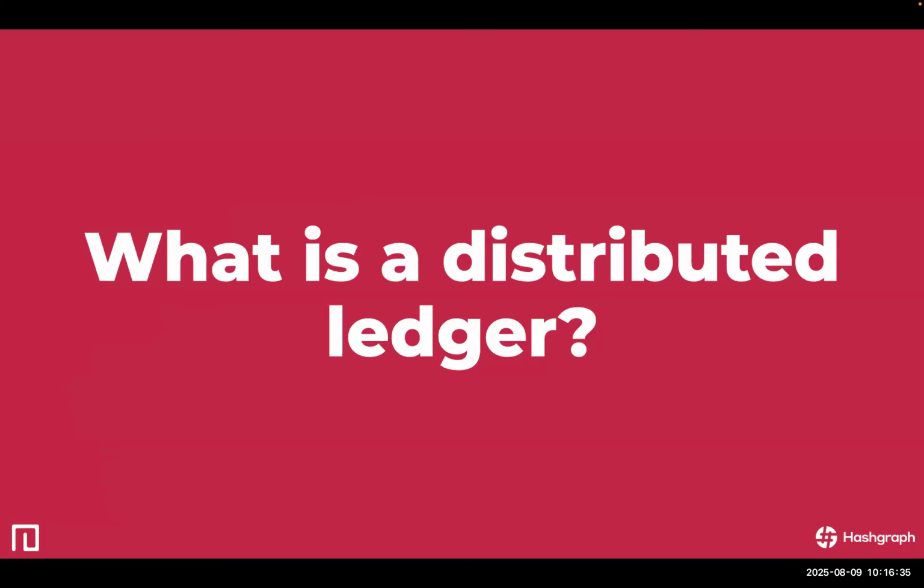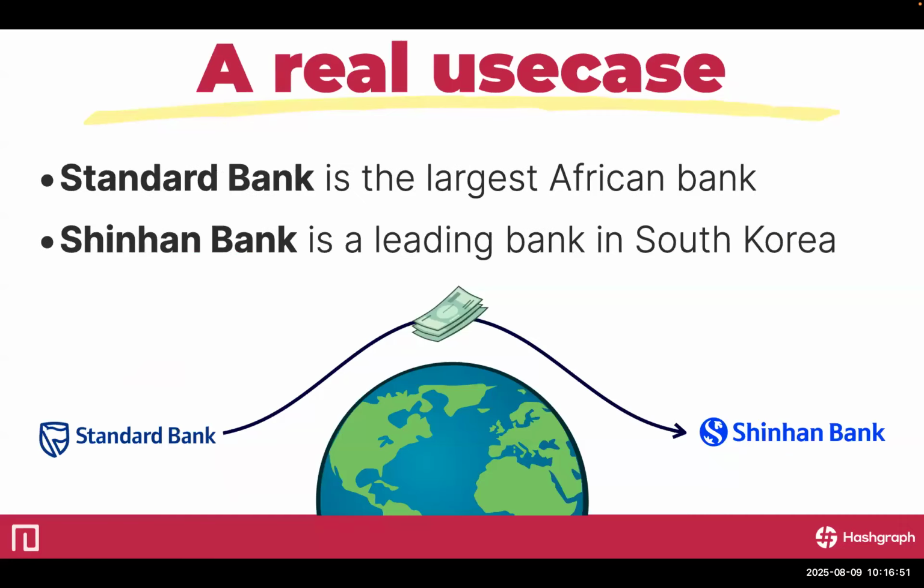So let's start with the topic about Hiero with, again, a general point. What is a distributed ledger, and what do we want to do here? I always like to present that with a real use case that explains it quite well from my point of view, which is the use case of transferring money. That's a real use case, including the Standard Bank, which is the biggest bank of South Africa, and the Shinhan Bank, which is one of the leading banks in South Korea.